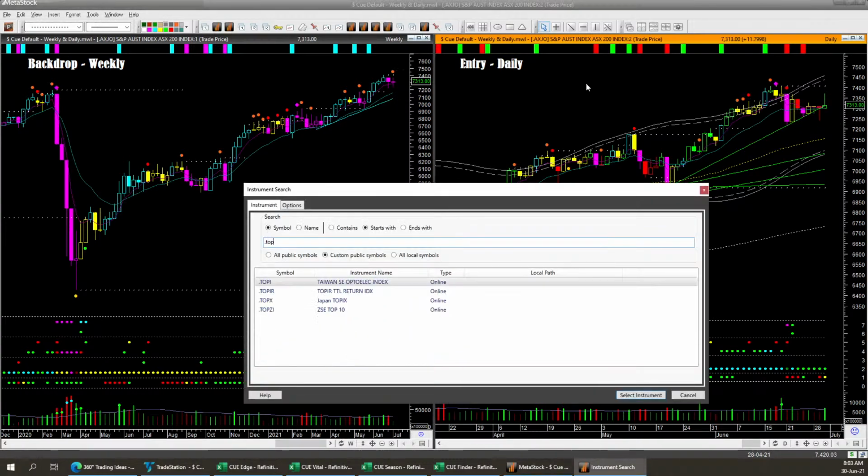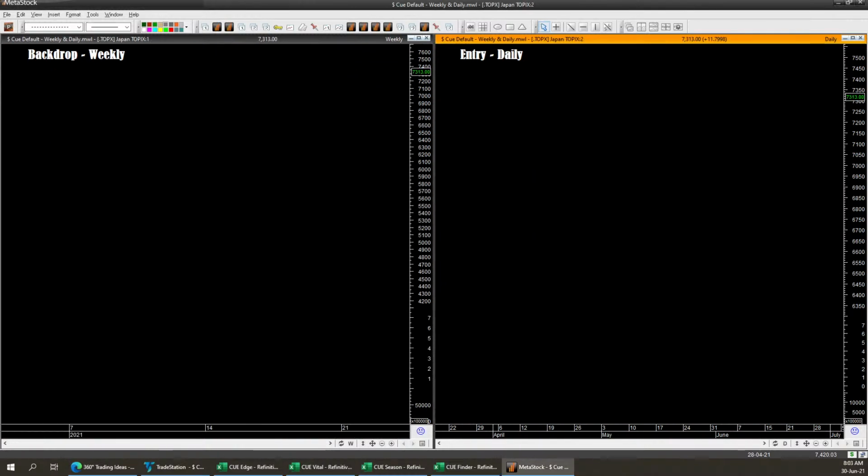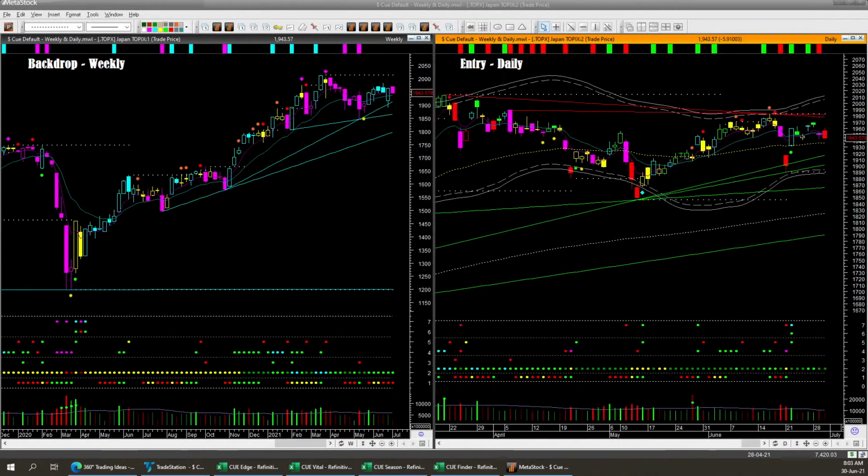Japanese market, Topix index. Topix backdrop color has also turned bearish. It is inside the range in the daily. It's right in the middle of the range. Will not try to take any swing trade at this point.